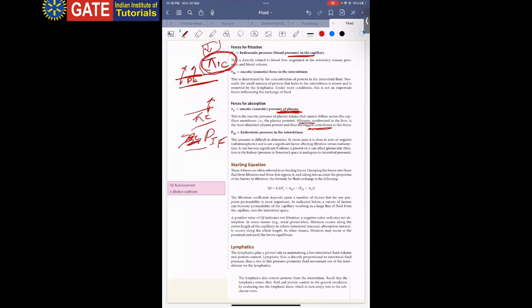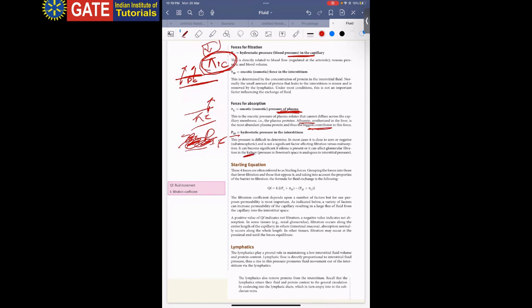So if there is excessive fluid in the interstitial space, there will be increased hydrostatic pressure within the interstitial space, and the hydrostatic pressure of the interstitium can become a significant force responsible for the absorption. Also, at that time, it can be responsible for the glomerular filtration in the kidney.